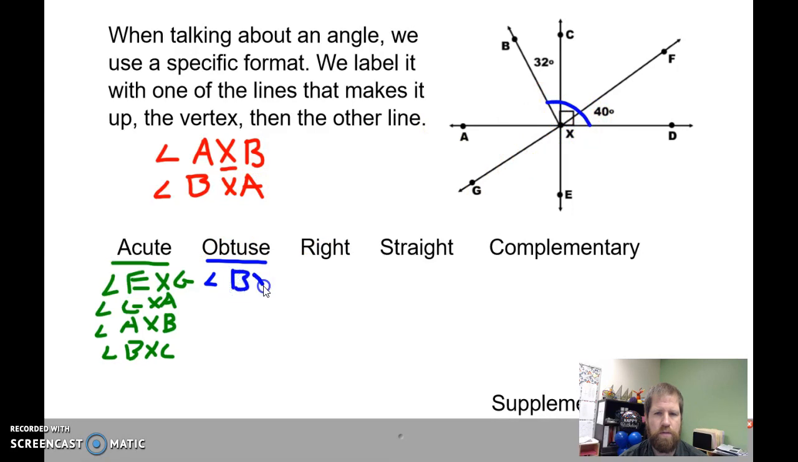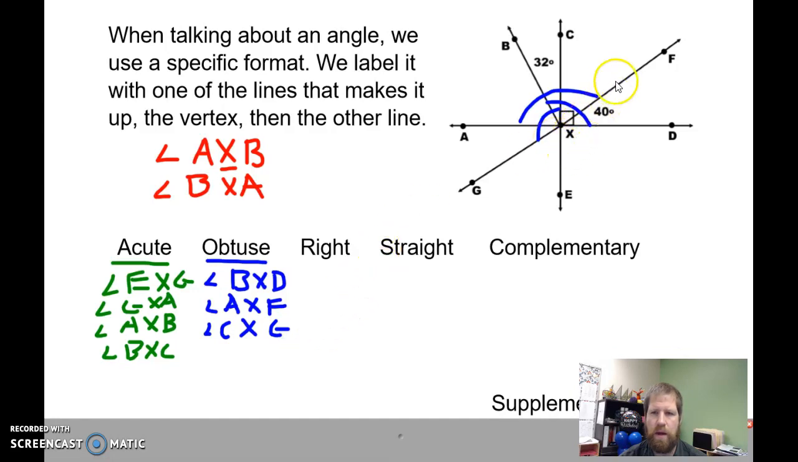So BXD, okay? If we look at another one, angle AXF. All right. And look at another one. We've got angle CXG.